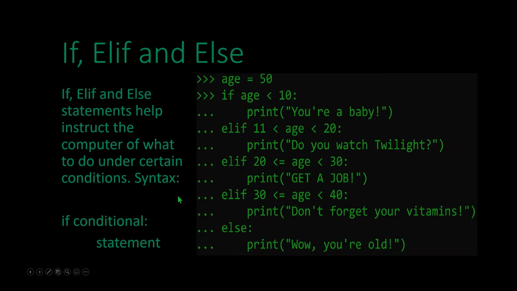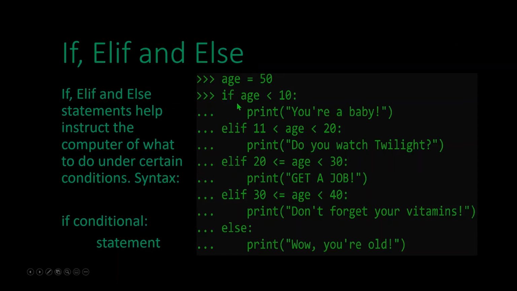The syntax for the if statement is pretty simple. You just have your if statement, your conditional or your test statement afterwards, your colon, and then you want to have a tab before your next statement or command. So let's look at our example here. Age, we have this variable, we assign it an integer value. Age is equal to 50.